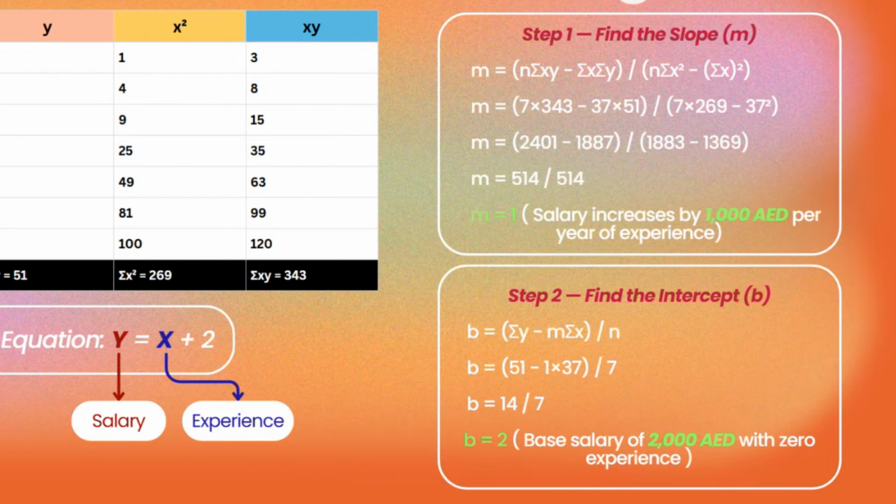So the second step is finding b. So finding the intercept b using the formula that's been shown before. b is equal to summation of y minus m summation of x, the whole divided by n. So putting the values from the table back into the formula, we get b is equal to 2, which indicates that the base salary is 2000 AED with 0 years of experience. If there's 0 years of experience, then the base salary will be 2000 AED. That has been calculated using the formulas.